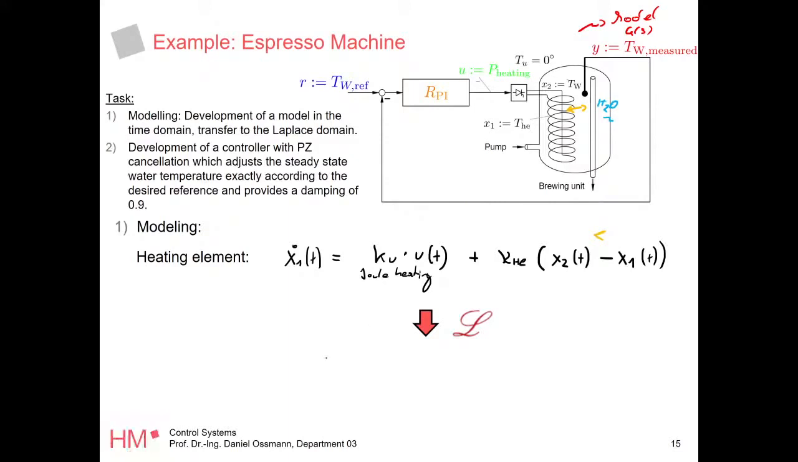As I hopefully convinced you, we don't like ODEs. That's why we're going to do a Laplace transformation. And if you do that and bring that X1 to the other side and divide it through, you basically end up with a transfer function of Ku over S plus kappa heating element times U of S, plus kappa heating element over S plus kappa heating element times X2 of S, right?